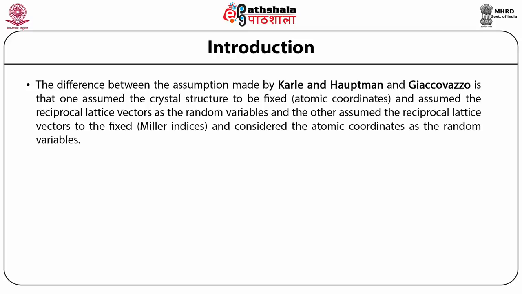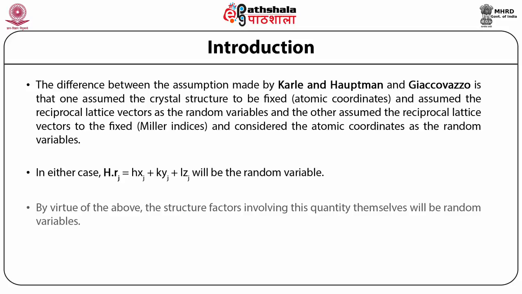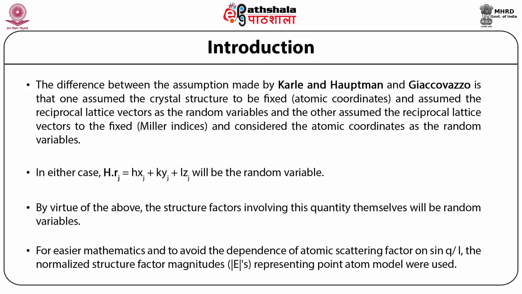In either case, H dot RJ, defined as HXJ plus KYJ plus LZJ, will be the random variable. If you look at this formula, if HKL are fixed, and XJ, YJ, ZJ are random variables, again H dot RJ is variable. Because of this, your structure factor itself becomes a random variable. Or if you fix XJ, YJ, ZJ and assume HKL is random variable, again H dot RJ becomes random variable. So by virtue of the above, the structure factors involving this quantity will always be random variables. For easier mathematics and to avoid the dependence of atomic scattering factor on the sin theta by lambda term, the normalized structure factor magnitudes representing the point atom model were used by Professors Karle and Hauptman.